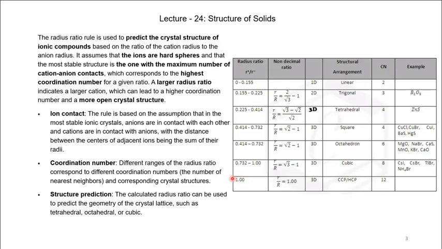And then if it is more than 1, we get a cubic close-packed arrangement or a hexagonal close-packed arrangement, what we are discussing now, and the coordination number is 12. Well, we go for the next slide.